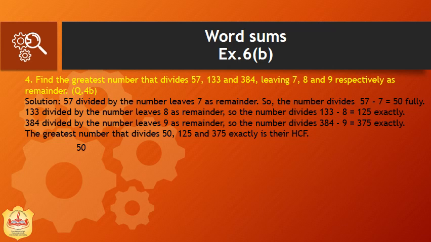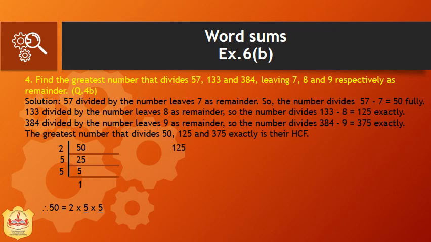So first we will take 50. 50 is an even number, so we will divide it by 2 and we get 25 as quotient. Now we will divide 25 by 5 and it will be completely divided by 5 and we get 5 as quotient. Now we will divide 5 by 5 and we get 1 as quotient. So what are the factors of 50? Let us see. 2 multiplied by 5 multiplied by 5.